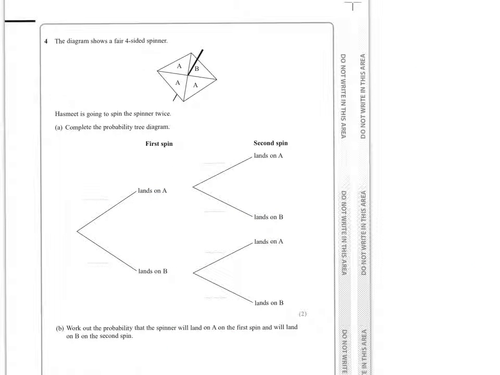Question 4. The diagram shows a fair four-sided spinner, and Hasmeet is going to spin the spinner twice, and we've got to complete the tree diagram. So landing on A in the first spin, well, there's 3 out of 4 possibilities. And then again for the second spin, 3 out of 4. Landing on B on the first spin will be 1 in 4. And then landing on B again will be 1 in 4. And then this will be 3 in 4 and 1 in 4.